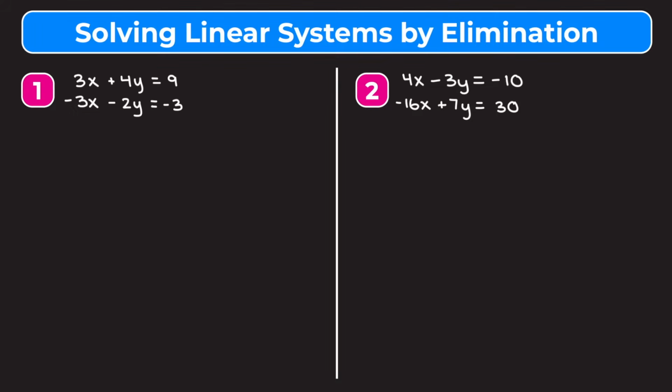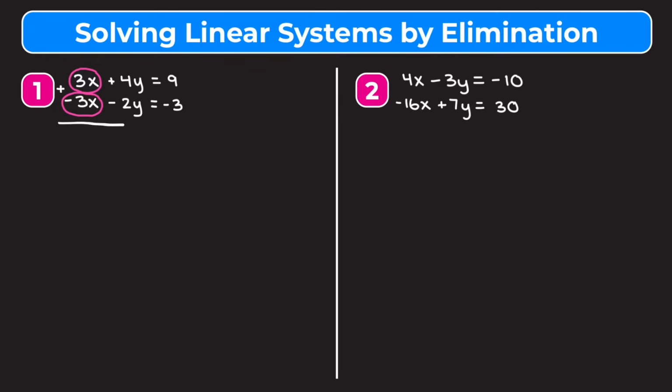So if we look at number 1, we want to notice that the first equation has a positive 3x and the second equation has a negative 3x. So they have very similar x terms, but the coefficients, the numbers in the front, are opposites. And that means that it's going to be really easy to solve this system using elimination. So what we want to do is we just want to add the two equations together. So we're just going to add straight down. So I'm going to put a plus sign here.